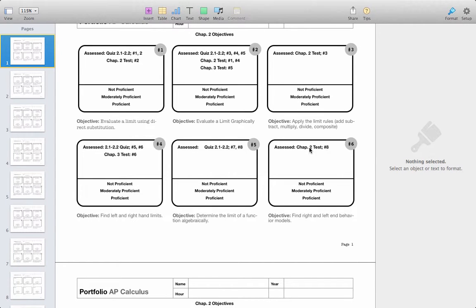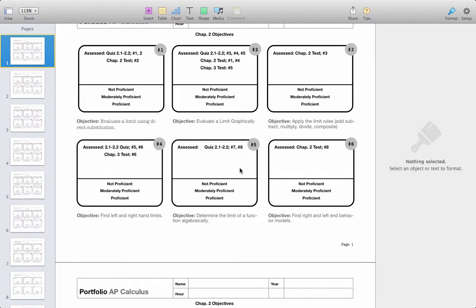Alright, so basically what you're looking at here is an objective packet. It's got all the objectives that we hope to hit in AP Calculus. And I want to determine if you were proficient, moderately proficient, or not proficient for each objective. So let me kind of show you how this works.